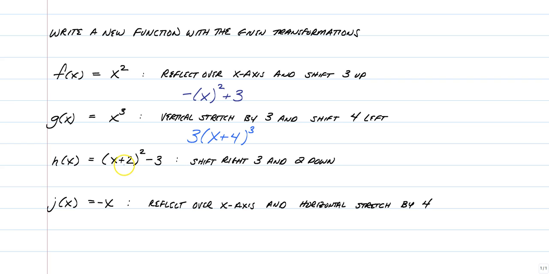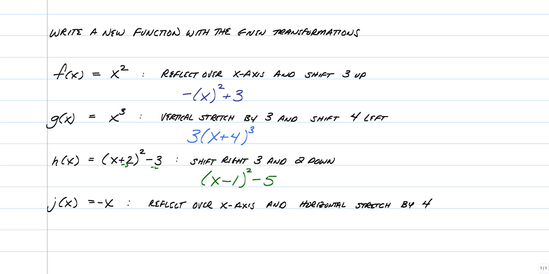So this one is a trick because it already has some stuff going on here. So we're going to shift it to the right 3. So right 3 would be a -3 on the inside. So this already has a +2. So if we were to go back 3 units, so we now have an x -1 on the inside. And of course it's still squared, but now we have 2 down. So it's already 3 down. So if we were going to go down 2 more, it becomes a -5. Okay? So that's how we take that function and shift it right 3 and down 2.